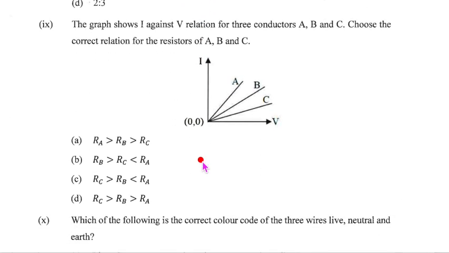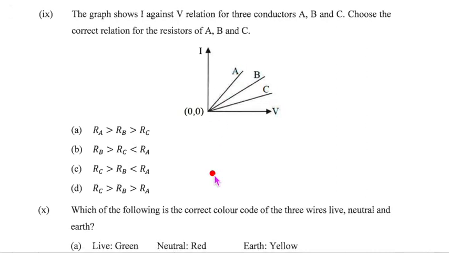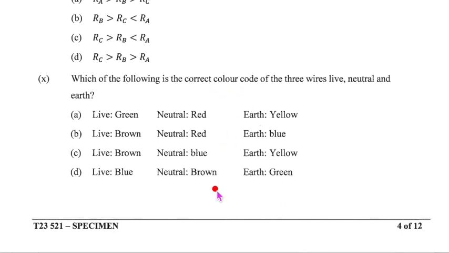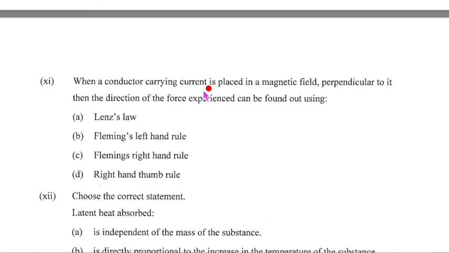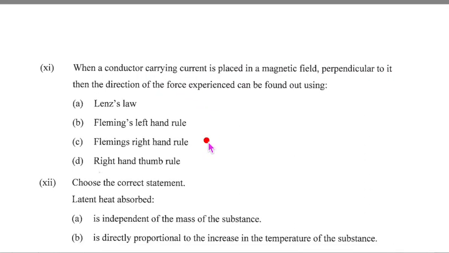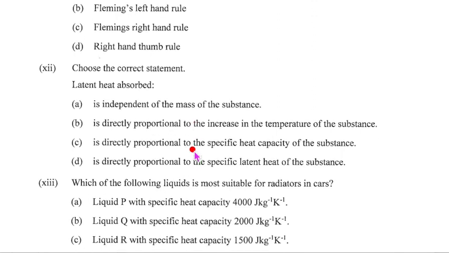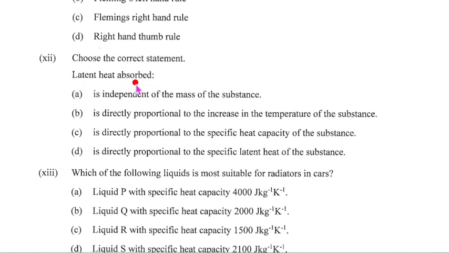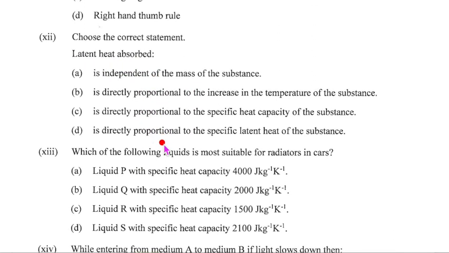Let's come to the next one because this is still our reading time. Remember, in a graph of I against V, the slope will be conductance, so 1 upon resistance. So A has maximum slope, meaning least resistance. Okay, now which is the correct color code? This is also very simple. Okay, when a conductor carrying current is placed in a magnetic field perpendicular to the direction, the force experienced is by Fleming's left hand rule, this is simple. Now latent heat, here we'll have to write the formula and check it out.